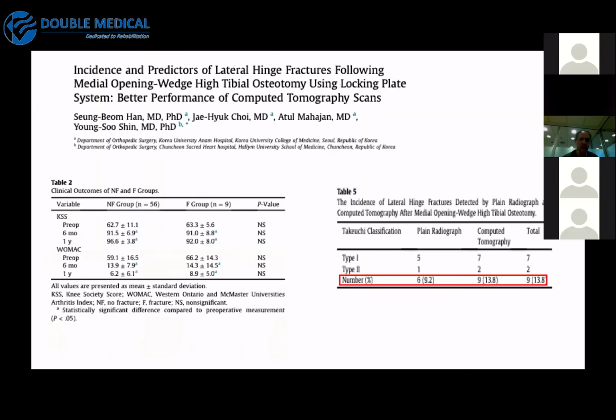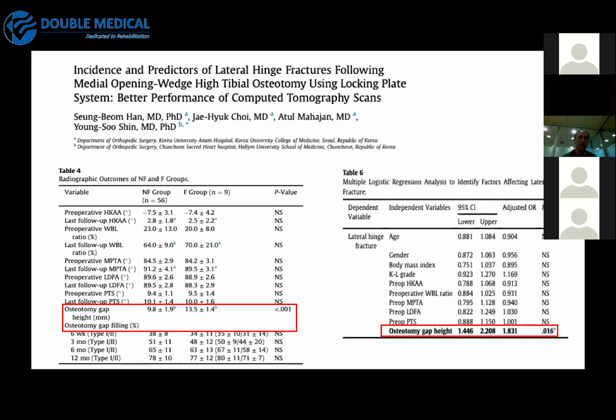First, this study is very important because there are many patients who have lateral hinge fractures and we don't know about them, because we are using just regular sets of x-rays, and rotation sometimes will hide the fracture. So when under suspicion of a lateral hinge fracture, we need to use a CT scan. As we see in the graphic, we found 30% more fractures with a CT scan.